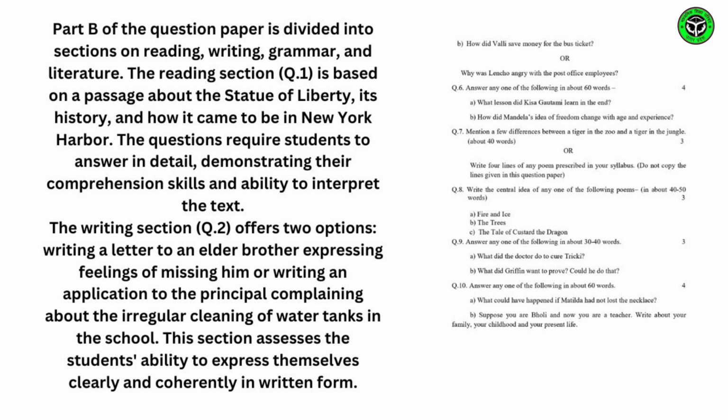The writing section, Q2, offers 2 options: writing a letter to an elder brother expressing feelings of missing him, or writing an application to the principal complaining about the irregular cleaning of water tanks in the school. This section assesses the students' ability to express themselves clearly and coherently in written form.